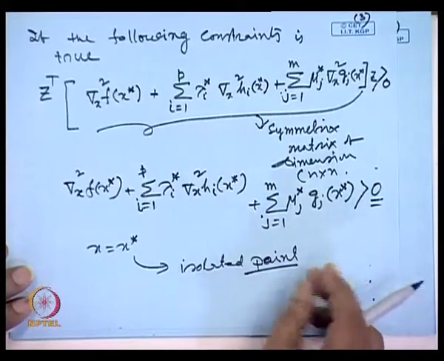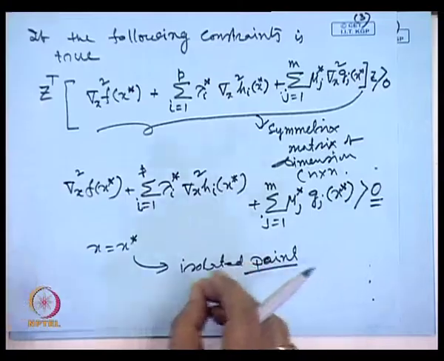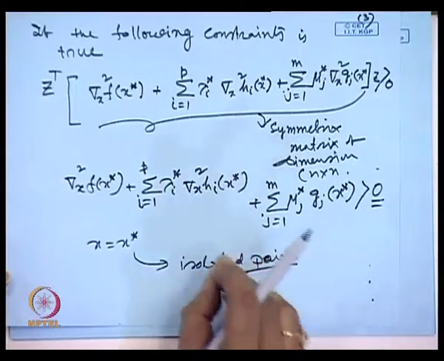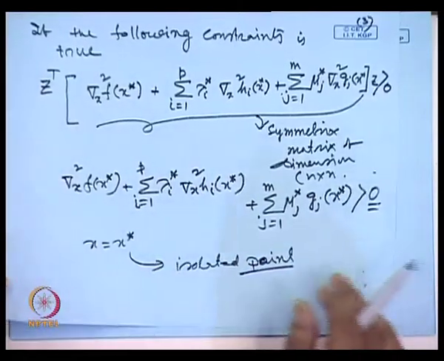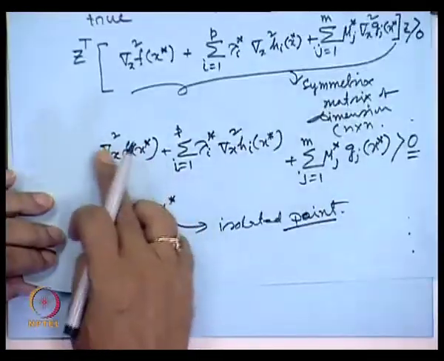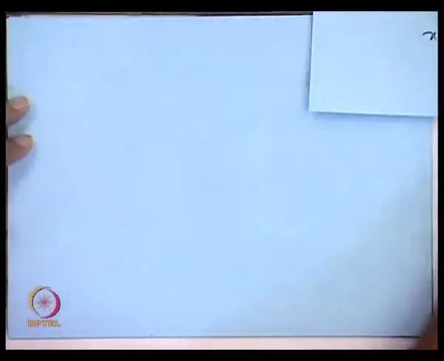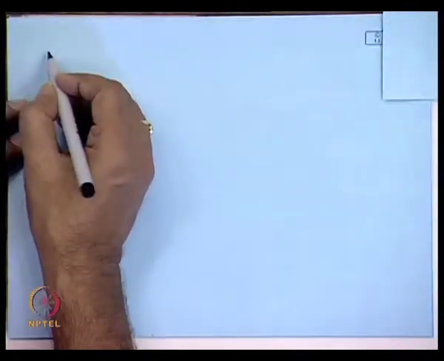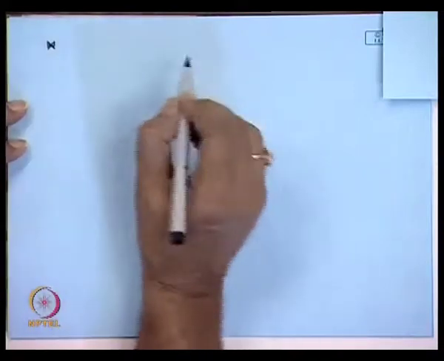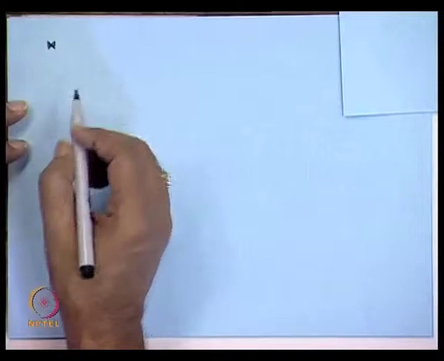Isolated point means that near around this point there is no other minimum value of the function, agree? So this is the isolated point of this function. How to calculate this? If you write it more clearly, an isolated point means there is no other local minimum point in the neighborhood of x star, agree?